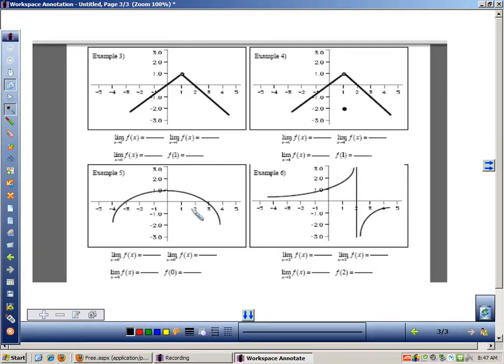So just to practice on doing a couple of these together, let's look at example 3 and then example 6. So on this one, as x approaches 1 from the negative side, what does our function approach? 1. As we approach it from the positive side, 1. What's our function value at?